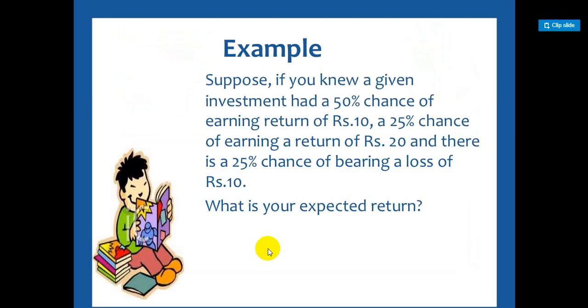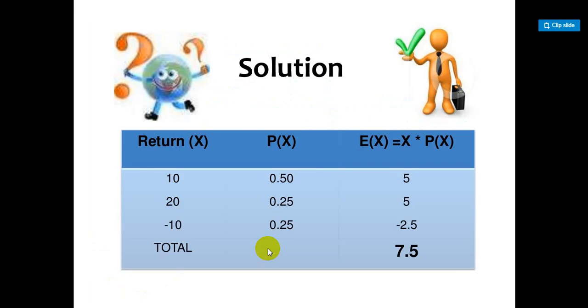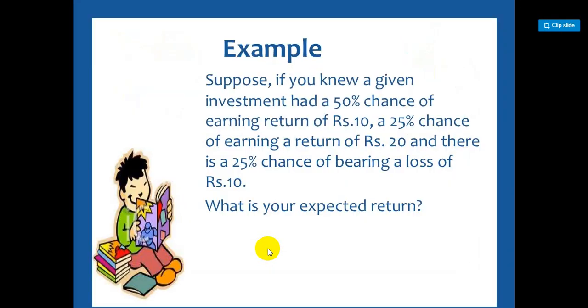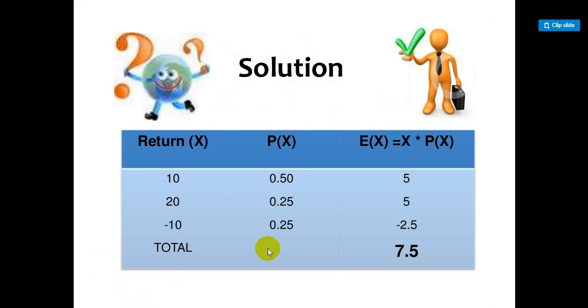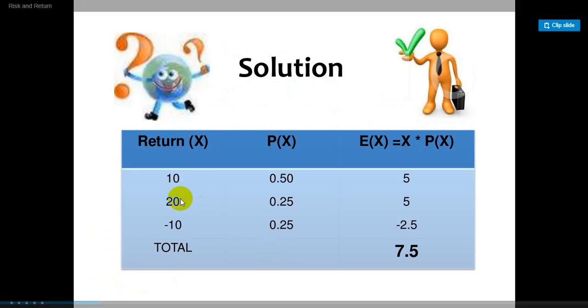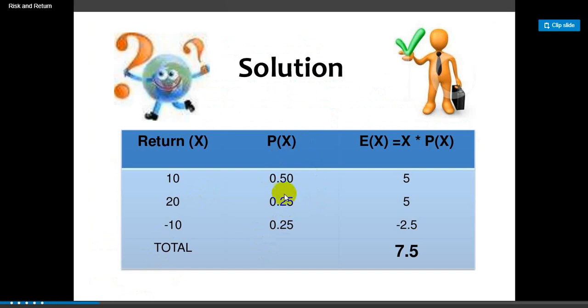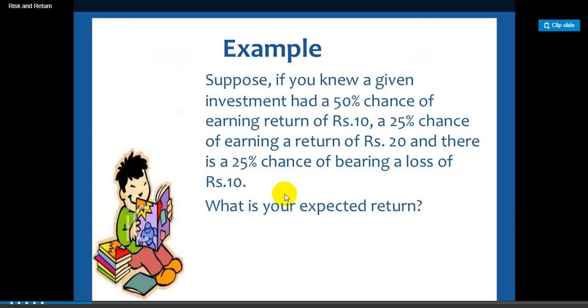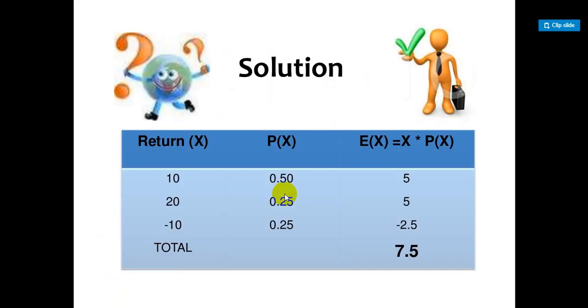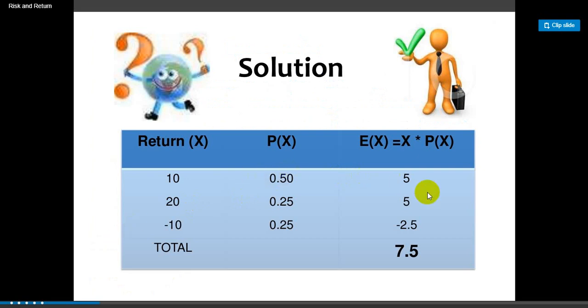Suppose a given investment has a 50% chance of earning a return of 10, a 25% chance of earning a return of 20, and there is a 25% chance of bearing a loss. So what is the expected return? Chance means possibility of loss. It can be positive or negative as such. First column is returns, second column is probability: 50%, 25%, 25%. What you do is you multiply over here, you add them. This is nothing but your expected return.